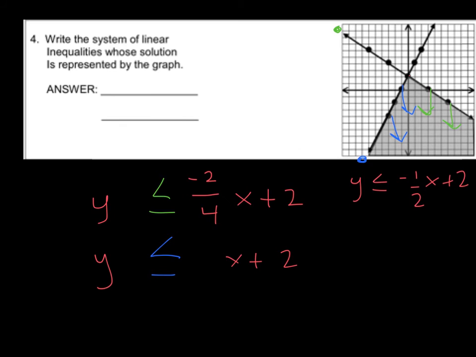Now let's look at our blue line. If I start on my y-intercept, I would need to rise 2 and run 1, which makes your slope 2. 2 over 1 is the same thing as 2, so that would be y is less than or equal to 2x plus 2 for that inequality. Okay, let's go ahead and look at our next problem.